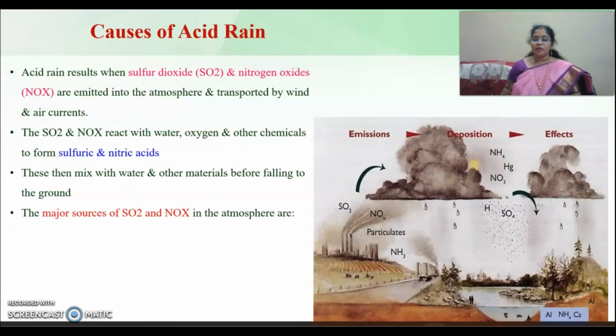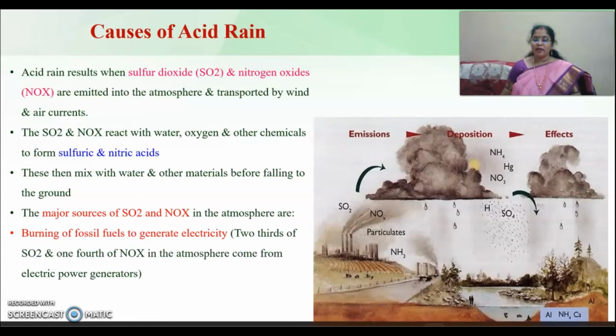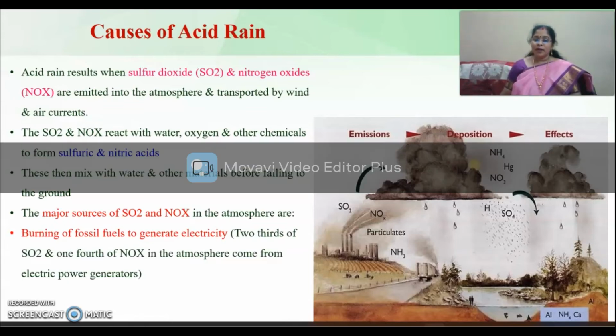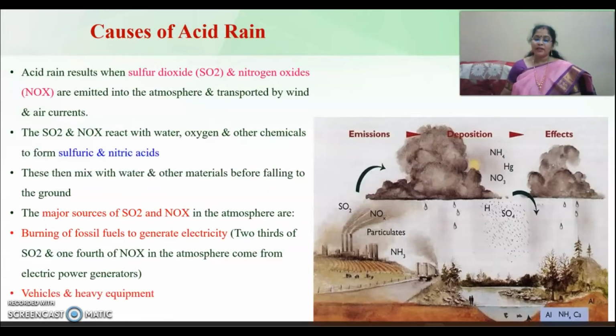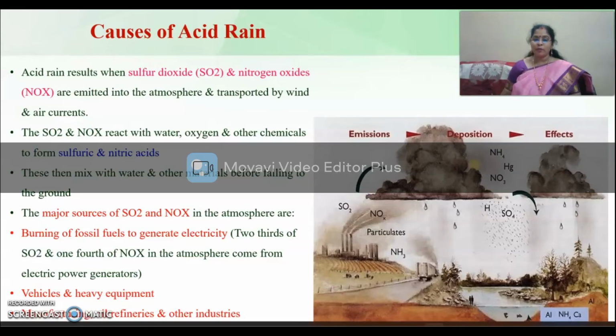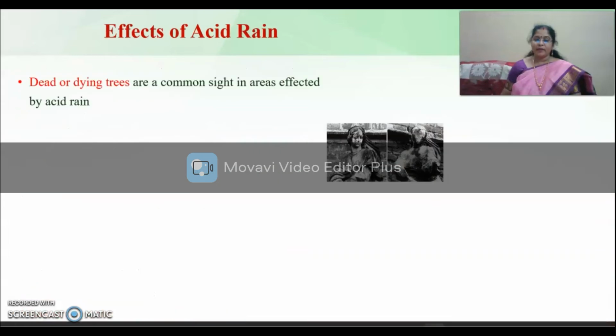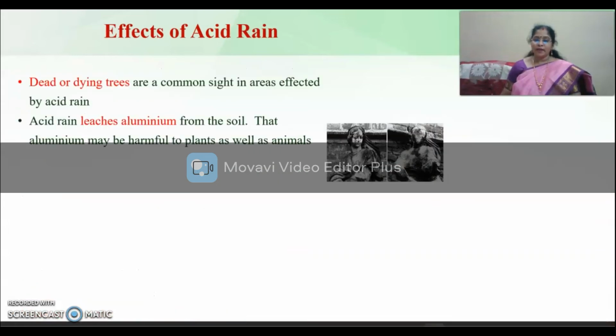The major sources of sulfur dioxide and nitrogen oxide in the atmosphere are the burning of fossil fuels to generate electricity; two-thirds of the sulfur dioxide and one-fourth of the nitrogen oxide in the atmosphere come from electric power generators. Vehicles and heavy equipment, as well as manufacturing, oil refineries and other industries also produce the gases which cause acid rain. What are the effects of acid rain?